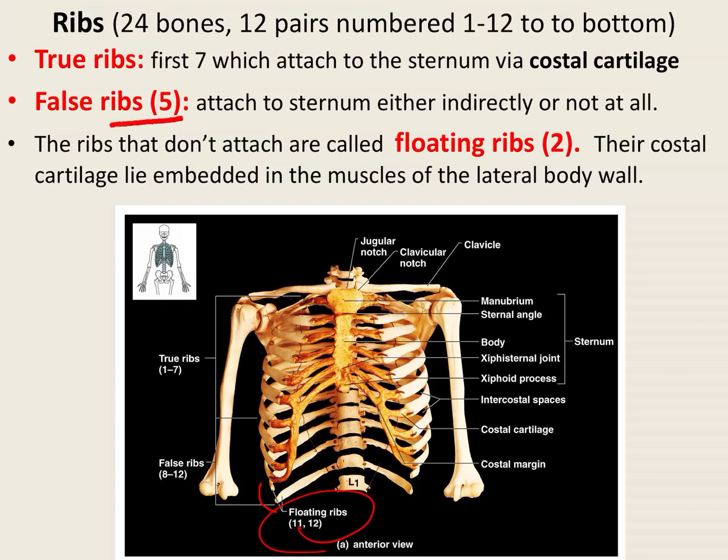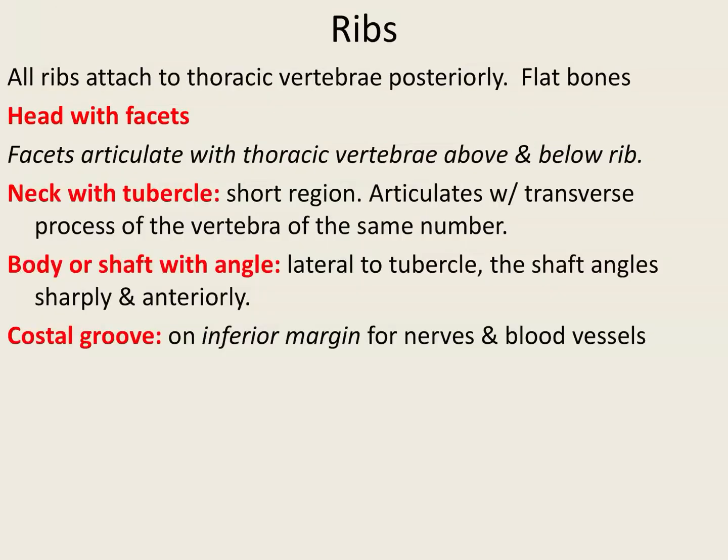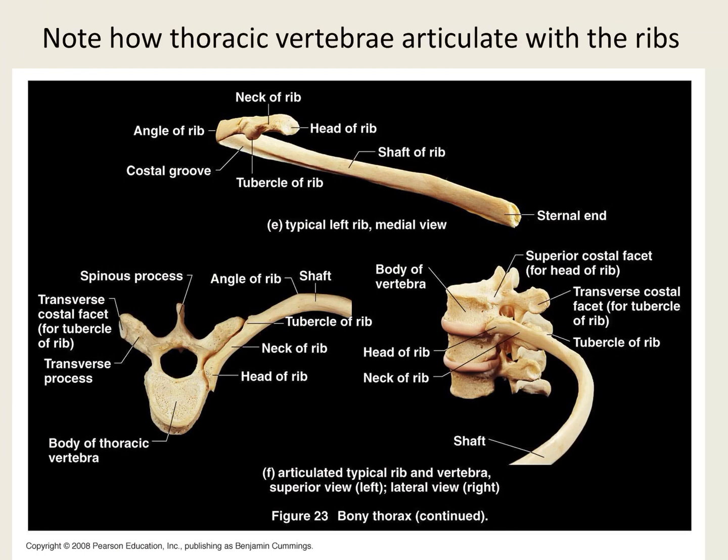Let's take a look at the general structures of a rib. I'm going to skip this and just look at the picture. A rib is a nice curved bone. It's considered a flat bone. The head of the rib is going to contact the body of the thoracic vertebra. Take a look at this picture here. Here's the head of the rib.